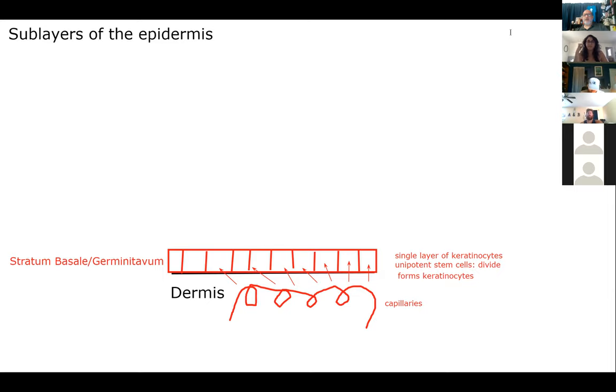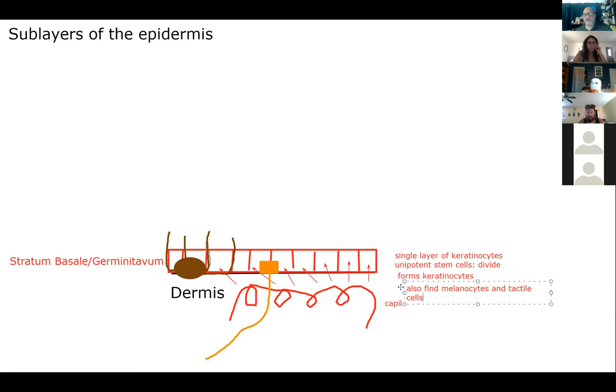Now, this layer will also be where we find our Merkel cells and our melanocytes. So let's go ahead and put a melanocyte in here with its wiggly processes. Let's make that a little bigger. But this can also be where we would find our Merkel disc or tactile cell. And let's give it a nerve coming out of that as well. Within this layer. All right, excellent. So we have that.